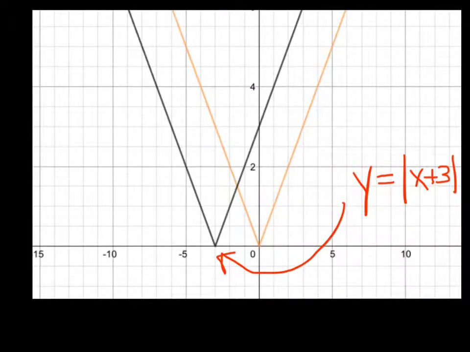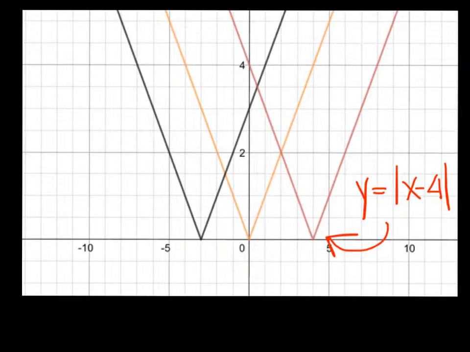Look what happens when you add 3 inside of that bracket. I've added 3 and it moves the vertex back over 3 places. When I subtract 4, it's moved the original one from here 4 spaces to the right.